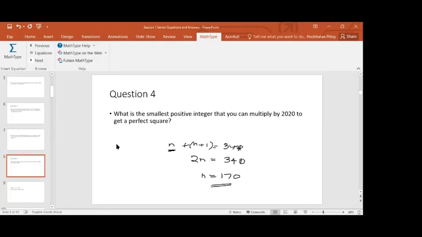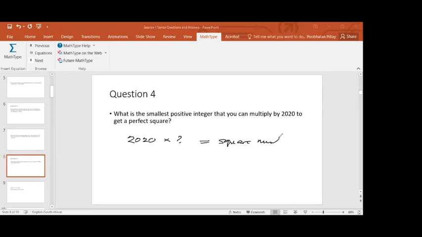Okay, question 4. What is the smallest positive integer that you can multiply 2020 by to get a perfect square? Okay, so you are taking 2020 and you're going to multiply this by something and you're going to get a square number. And the question is, what is the smallest possible number you can get? Right?